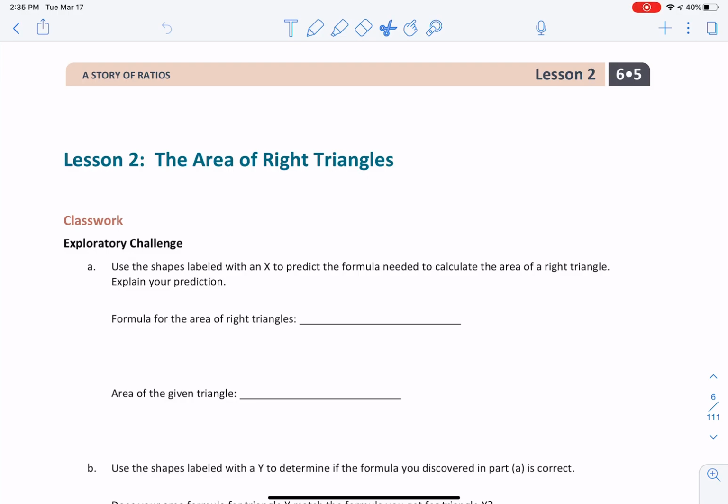Hello, this is Mr. Perez, 6th grade, Module 5, Lesson 2, the area of right triangles. So yesterday we found the area of parallelograms by relating them to rectangles.